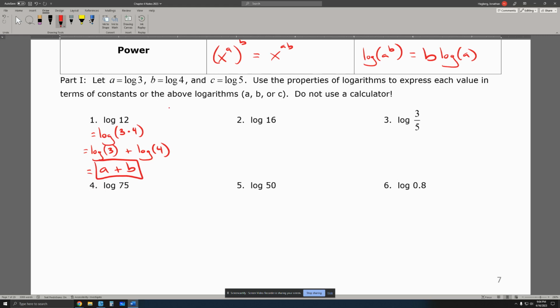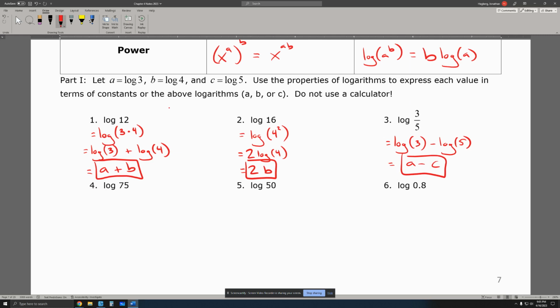For log of 16, well, I know that 16 is 4 squared. Okay, you could also write 4 times 4 and split it up with the product rule. I'm going to use our power rule here. I know using our power rule, this is equal to 2 log of 4, which is equal to 2b. Okay. Number 3, we have our quotient of 3 and 5. So this tells me that this is equal to log of 3 minus log of 5. And this is equal to a minus c.